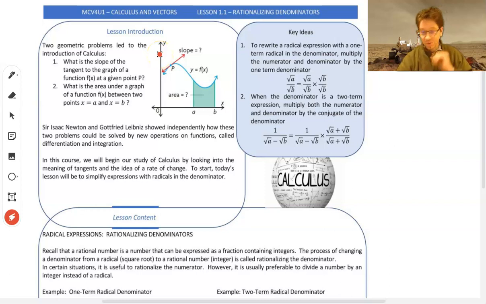All right, so we're going to begin our calculus unit now, something everyone's been waiting for, right? No more vectors. And so what is calculus? Calculus started with two problems. So here you have this curve. One of the problems was how can you accurately find the slope of a tangent on that curve? And two, how can we find the area under that curve?